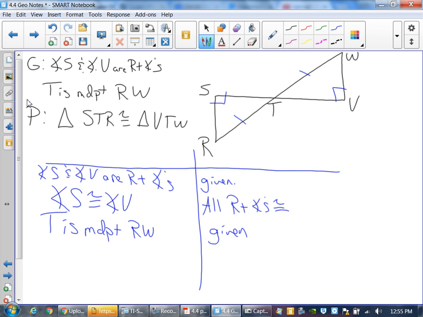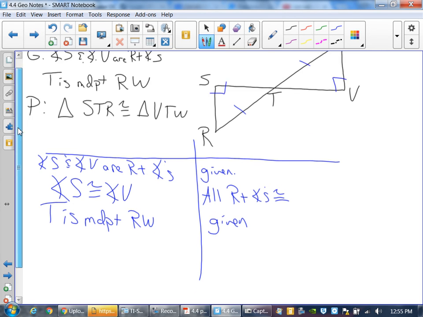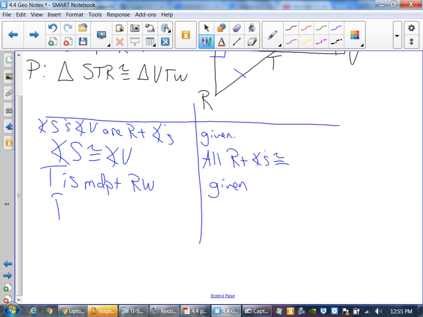So you write it down. What did you just mark? I marked the two segments. So I write it down: RT congruent TW. You just use the midpoint.